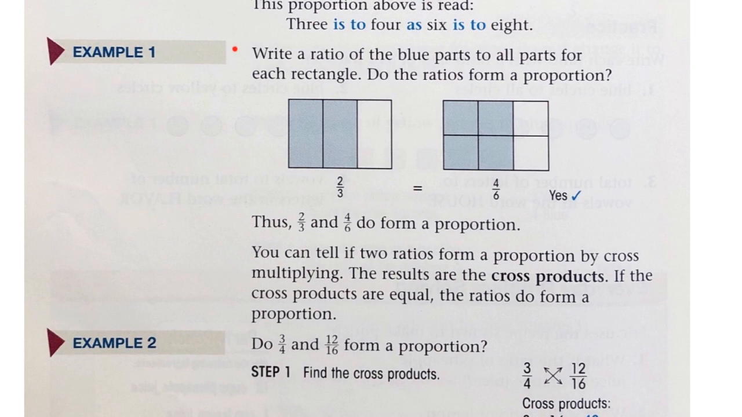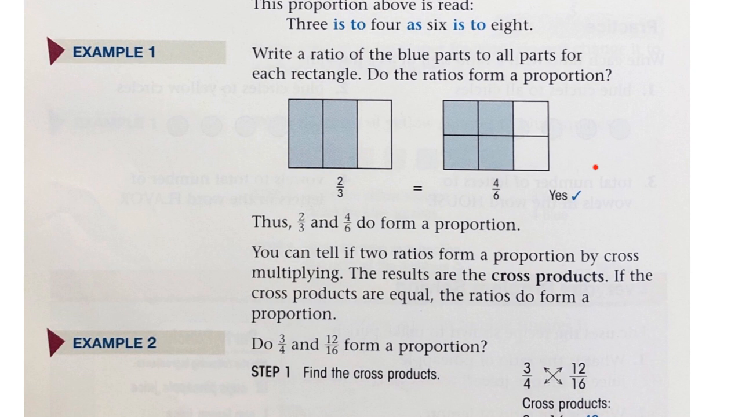Example 1. Write the ratio of the blue parts to all parts for each rectangle. Do the ratios form a proportion? So we have 2 over 3 is equal to 4 over 6. So 2 is to 4 as 3 is to 6. So yes, it does form a proportion.